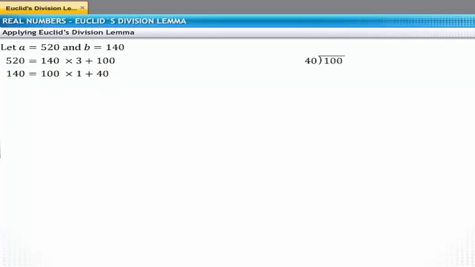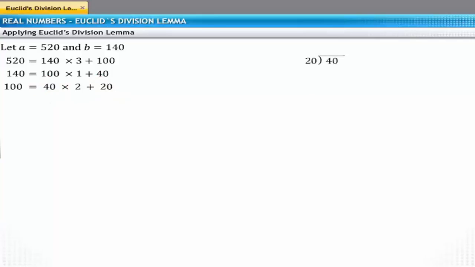Dividing 100 by 40, we see that 40 goes into 100 two times and leaves a remainder of 20. Now consider the values of b and r in this equation. We see that r is still not 0. So let's apply Euclid's division lemma, taking 40 as a and 20 as b.